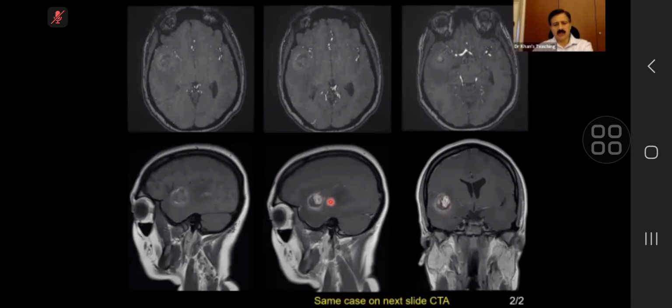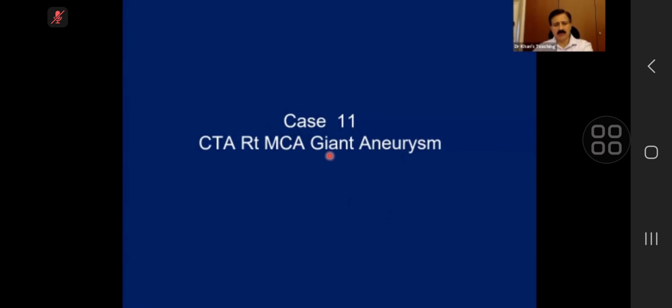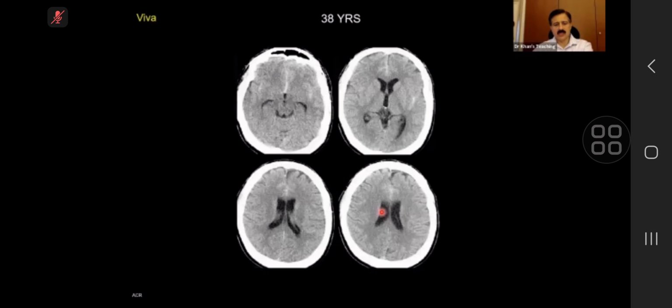On this contrast enhanced, you can see a bit of thrombosis, etc. I'm going to skip the CTA because of time factor, but this was a giant aneurysm. You have already seen it. Do you see subarachnoid hemorrhage in this case?